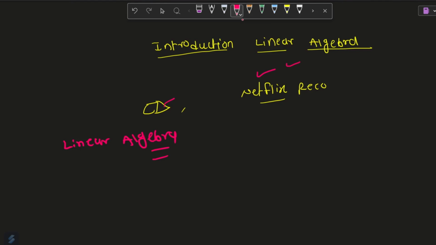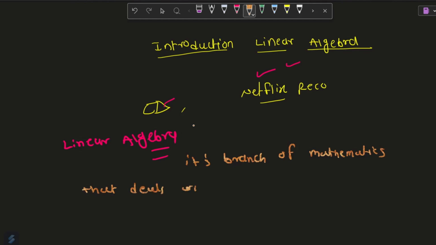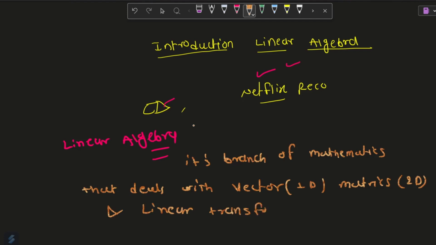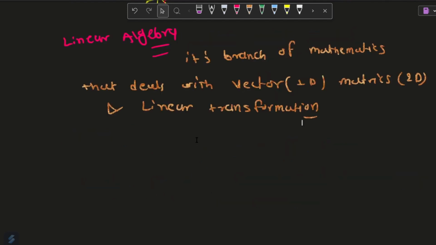So linear algebra is a branch of mathematics that deals with vectors, 1D arrays, matrices, 2D arrays, and linear transformations. These concepts are all very important, so let's understand them one by one.